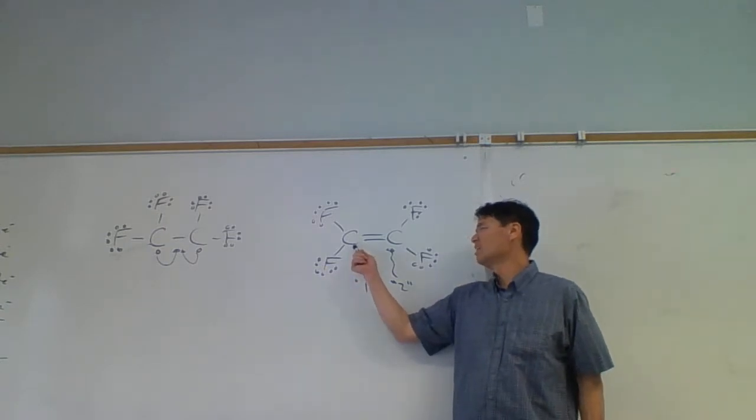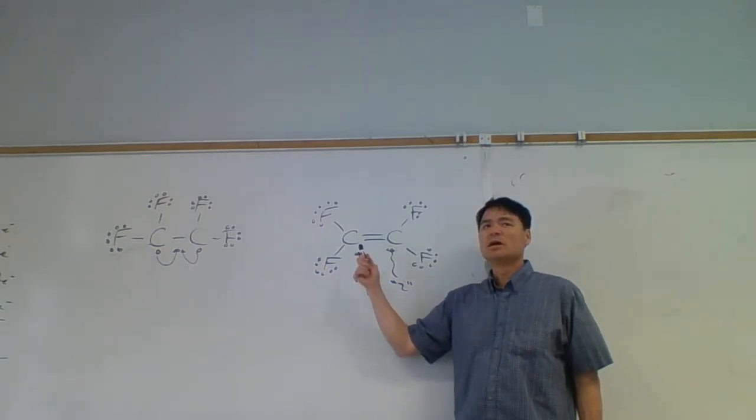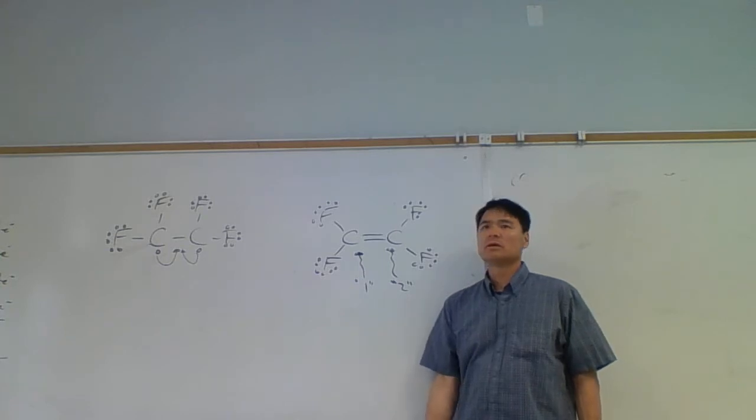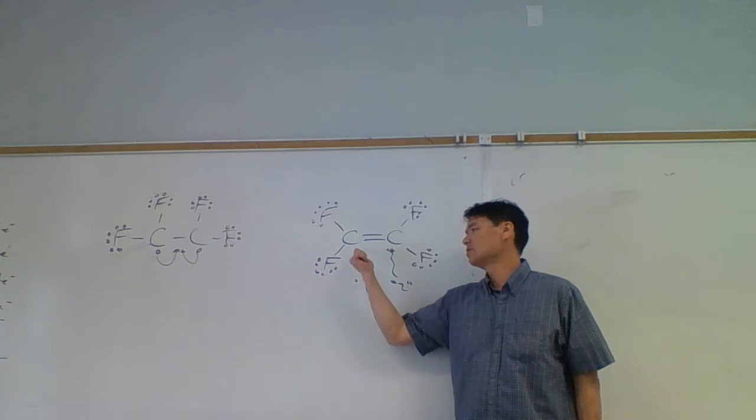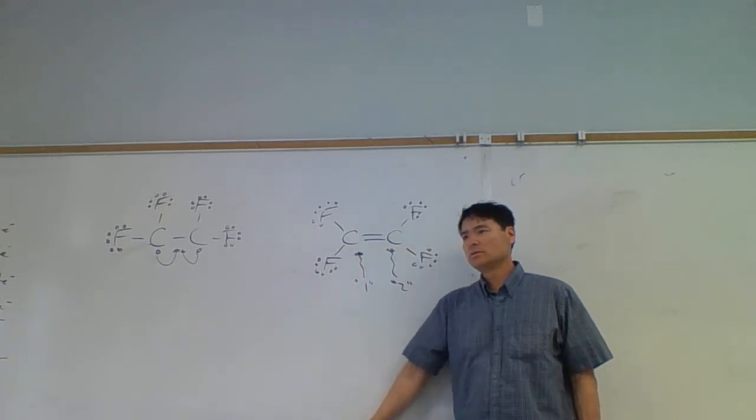So if we look at carbon 1 here, what is the electron geometry? Well, to figure out the electron geometry, we're either going to have 2, 3, or 4 groups. How many groups of electrons are on this carbon? 2, 3, or 4?